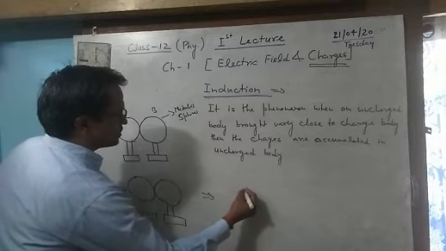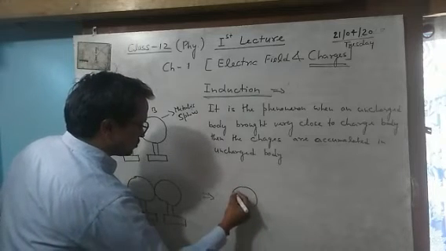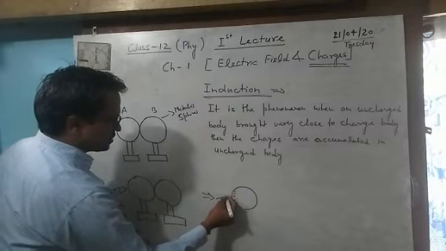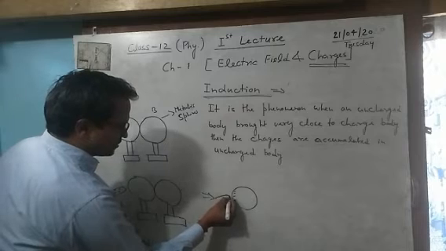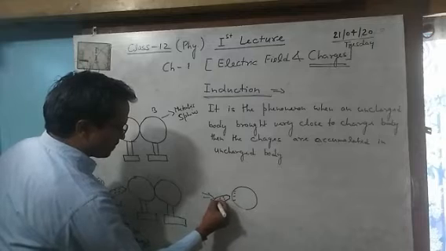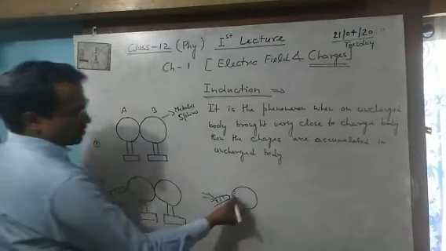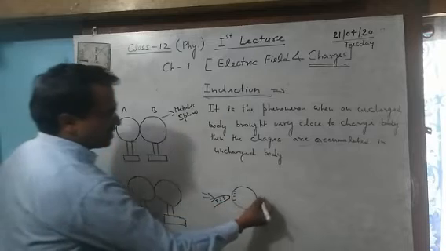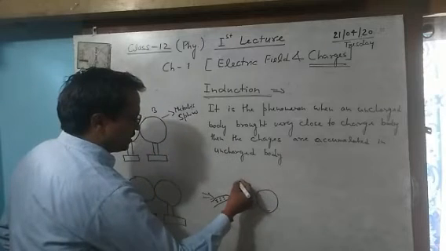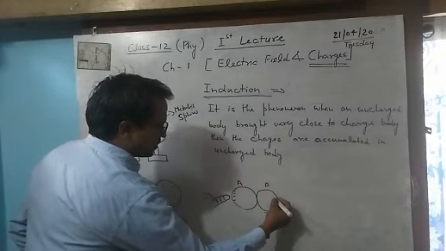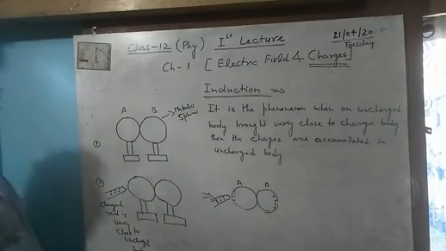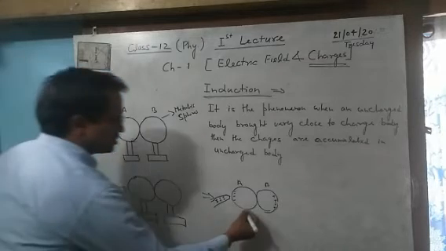Next situation, charges are accumulated because this is which nature? This is positive nature. This rod is positive, therefore electrons are accumulated here, and at the rear surface of this second spherical body B, these are the positive charges. This is stand like this.